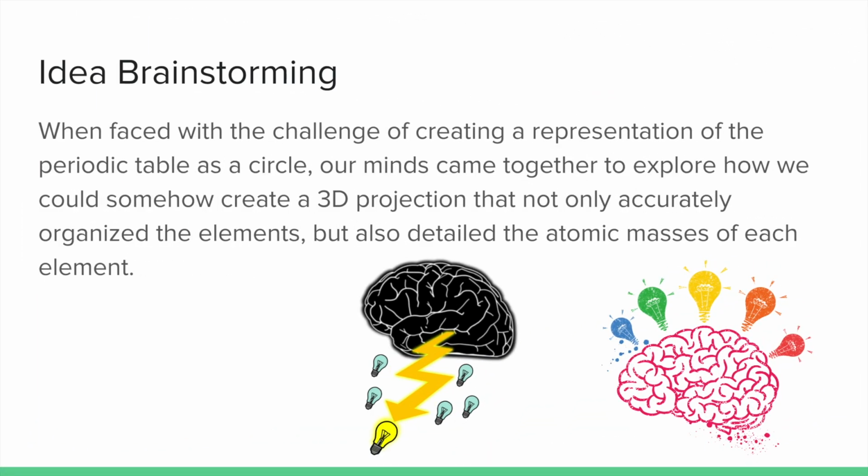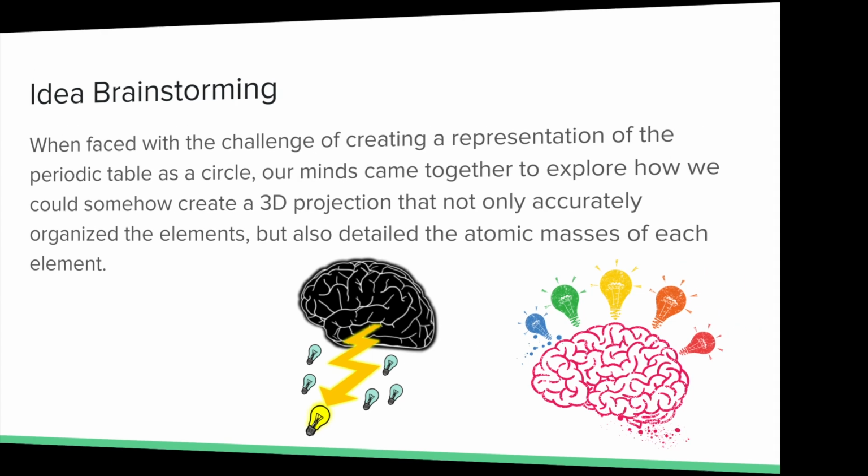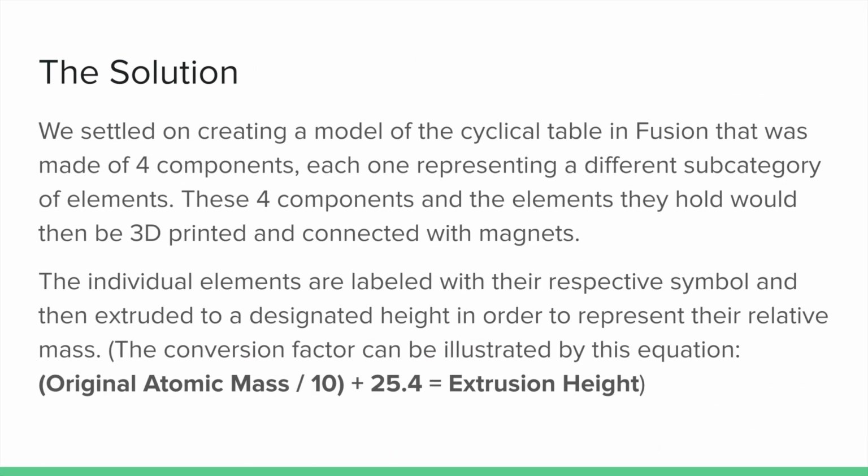When faced with the challenge of creating a representation of the periodic table as a circle, our minds came together to explore how we could somehow create a 3D projection that not only accurately organized the elements, but also detailed the atomic masses of each element. We settled on creating a model of a cyclical table in Fusion that was made of 4 components, each one representing a different subcategory of elements. These 4 components and the elements they hold would then be 3D printed and connected with magnets.